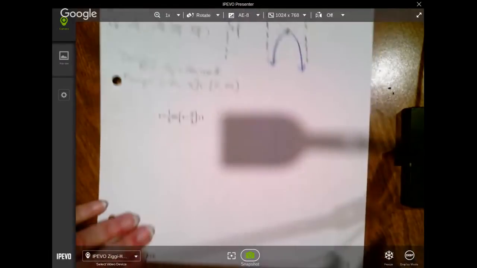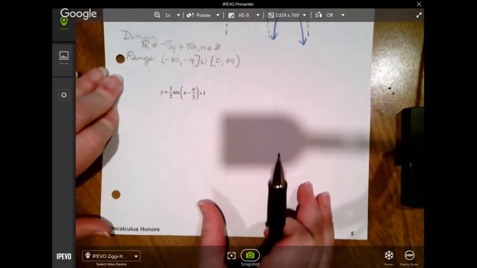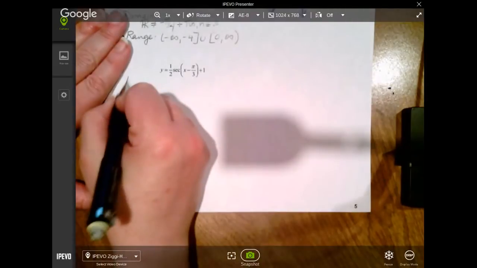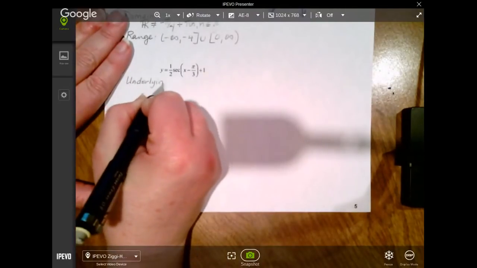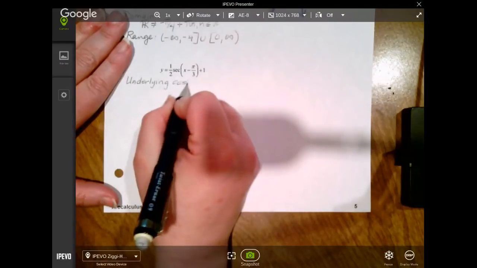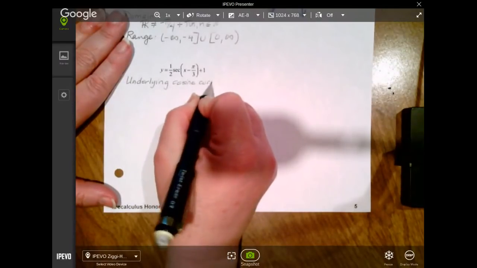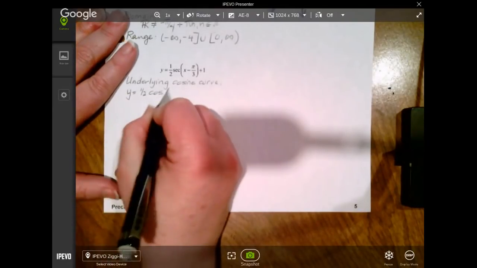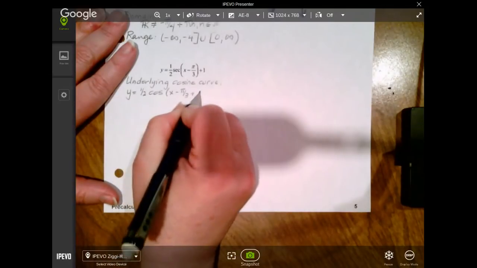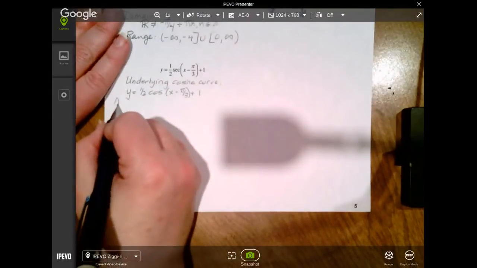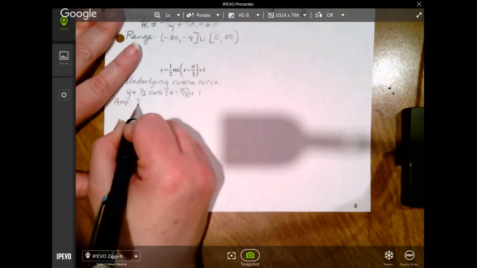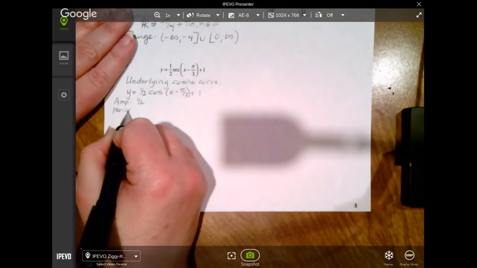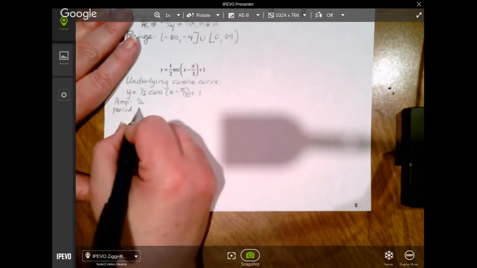All right, moving along. Let's do 1/2 secant of x minus pi over 3. So the first thing we're going to do is graph the underlying cosine curve, or wave or function. So that's going to be y equals 1/2 cosine of x minus pi over 3 plus 1. And so this has an amplitude of 1/2. It's got a period of 2 pi over b, and the b in this case is 1, so it's 2 pi.